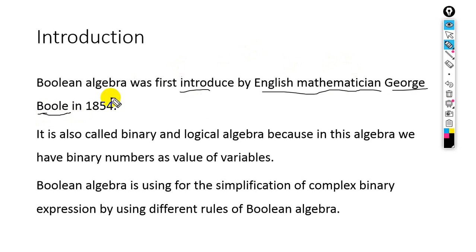His name was George Boole, and in 1854 he introduced Boolean algebra. He was an English mathematician.